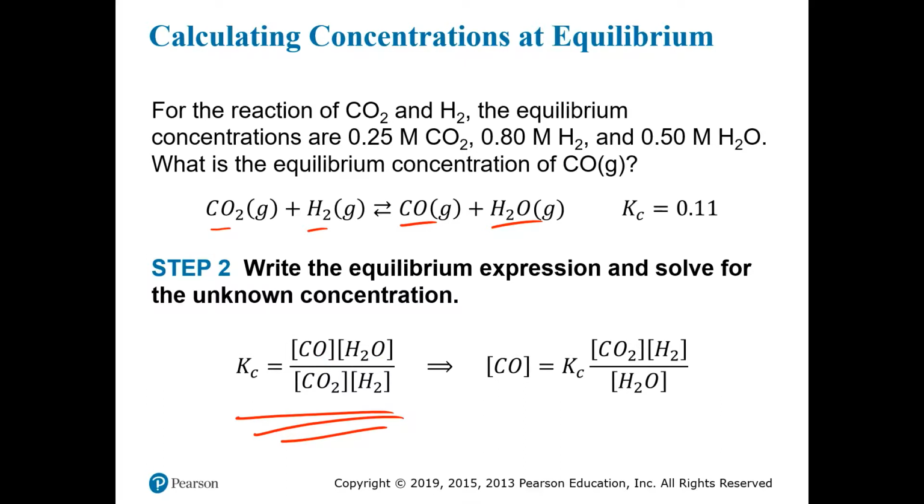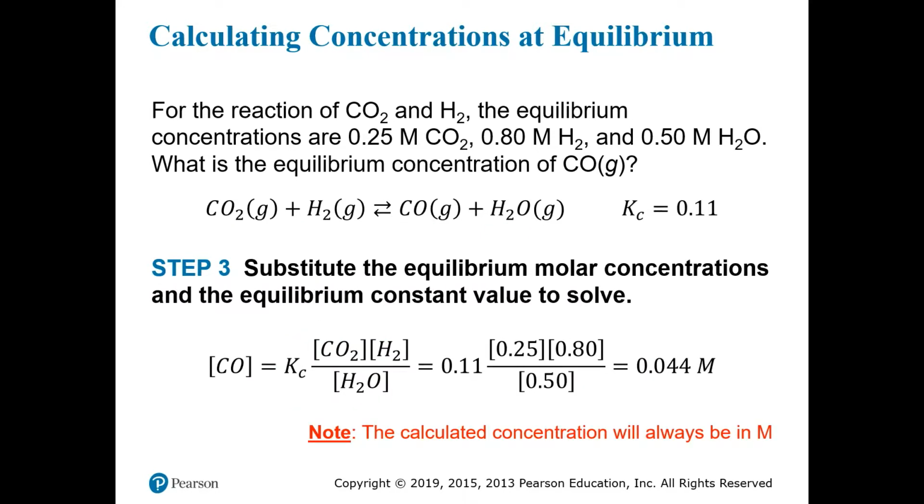This shows us what concentrations go in and where the Kc is. The thing that we need to calculate is the concentration of CO. And so we can solve this equation to get CO by itself, and we find that the concentration of CO is going to be equal to Kc times the concentration of CO2 times the concentration of hydrogen divided by the concentration of water vapor.